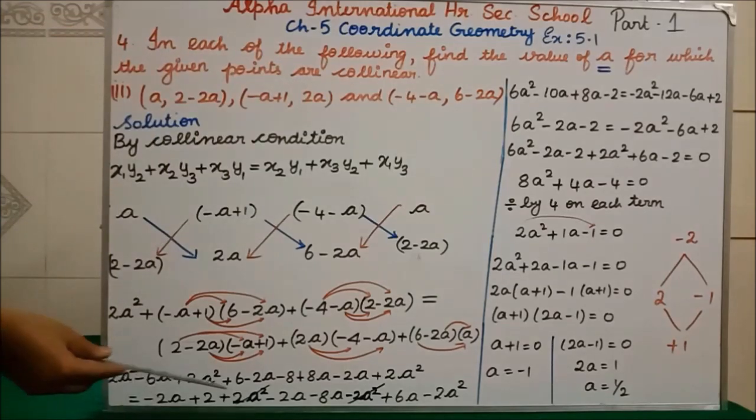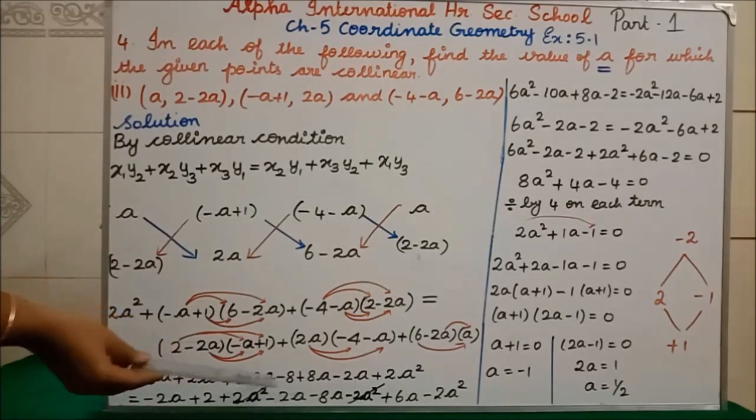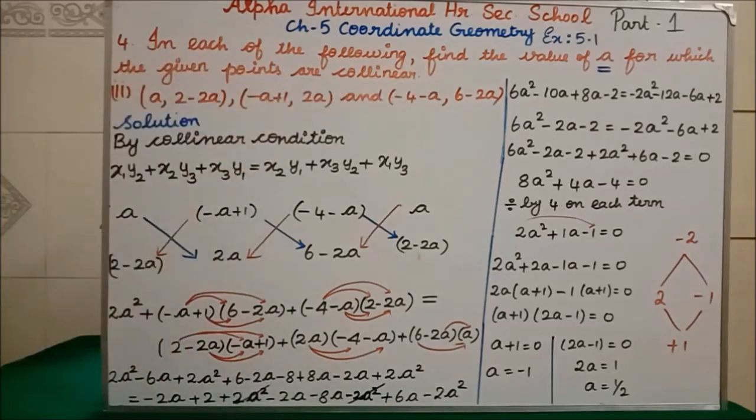Clear? Now remaining what is there? 6 here, we are having minus 8. 6 minus 8 is what? Minus 2. Clear? Now next equal to we are going to see.